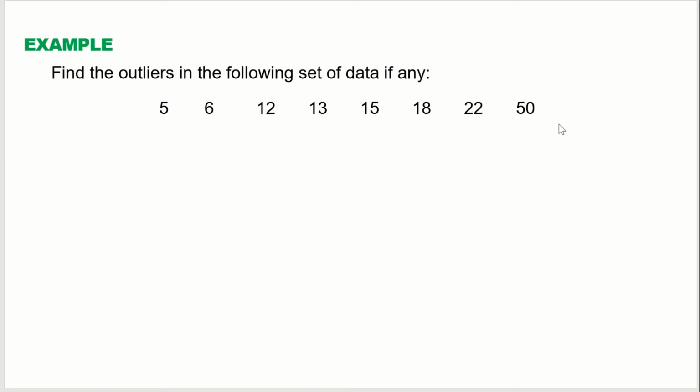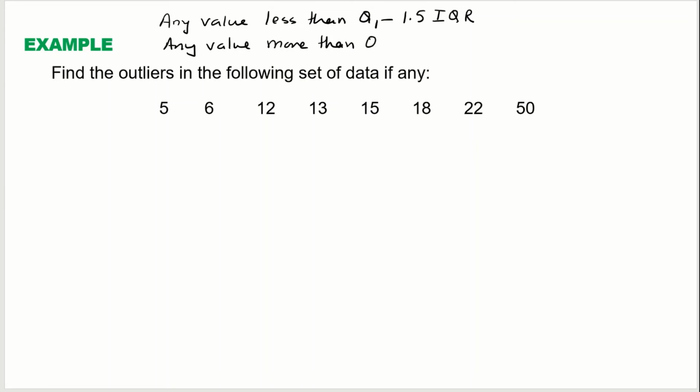Or in simple sense, we can say any value less than the first quartile minus 1.5 times the interquartile range, IQR, or any value more than the third quartile plus 1.5 times IQR, they are called the outliers. And these values, Q1 minus 1.5 IQR and Q3 plus 1.5 IQR, these are the fences.